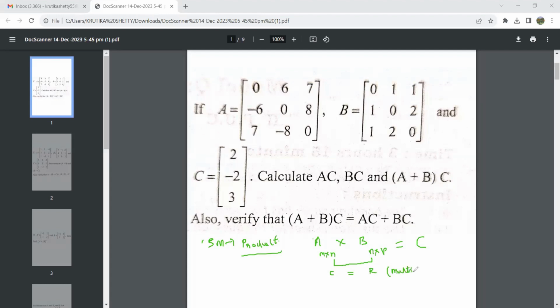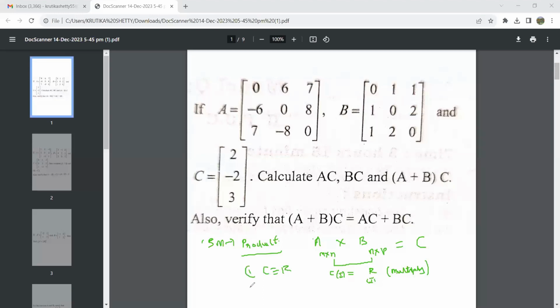You can multiply only when the number of columns of the first matrix is equal to the number of rows of the second matrix. This rule you need to use. The rule is the CR rule.